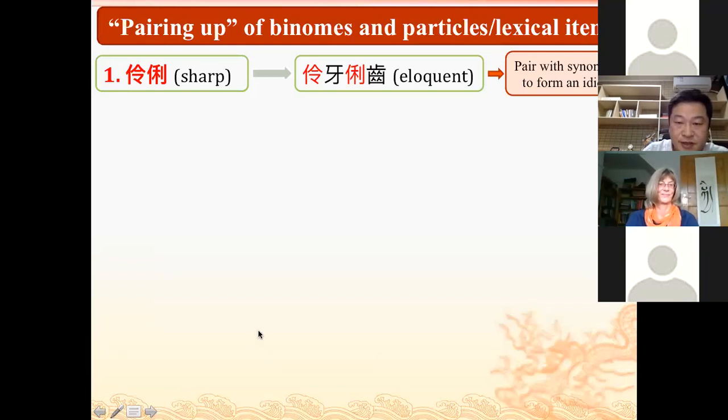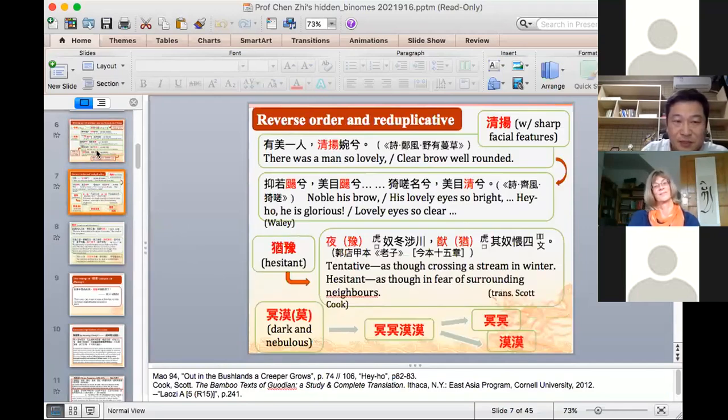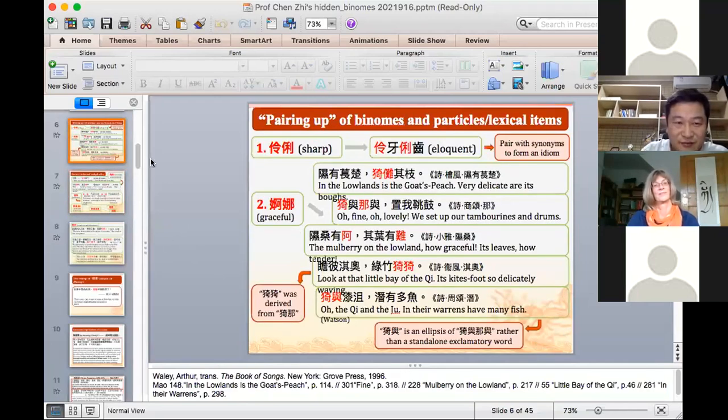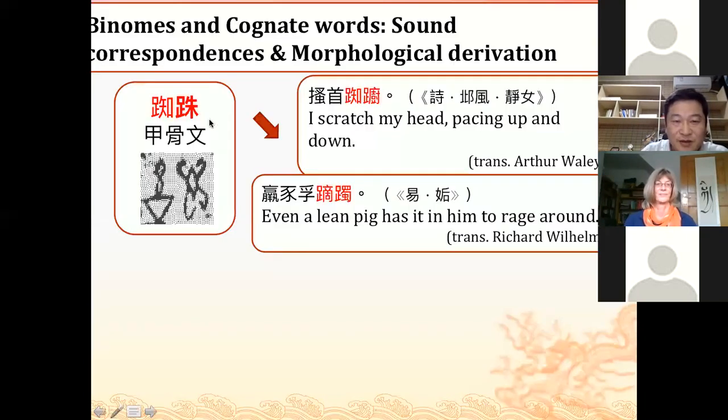People usually think that binome is very old. We even discover some of the use of a binome in oracle bone inscriptions. For example, this one is in the shape of 蜘蛛. This is probably the origin of this term 蜘蛛.